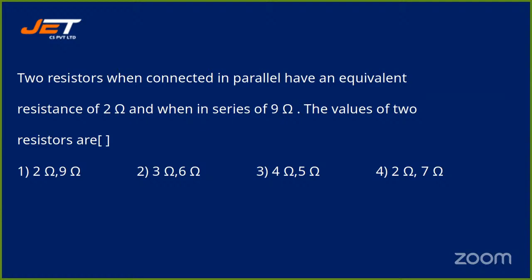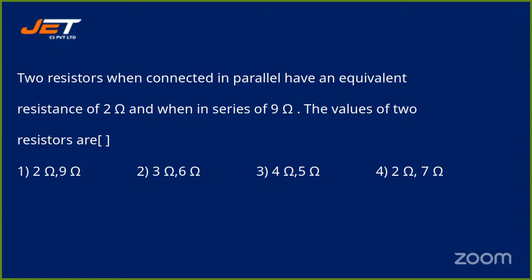It is a very simple question. You need to check the options here. So what are they saying? When they are connected in parallel, the answer should be 2. When they are connected in series, the answer should be 9. So for the first option, when it is in series, what is the formula? R1 plus R2. First option: 2 plus 9, it is 11. But in series, you have to get 9, right? So first option cannot be. 3 plus 6 is 9. It can be an option. 4 plus 5 is also 9. 2 plus 7 is also 9. So 2, 3, 4 can be options.